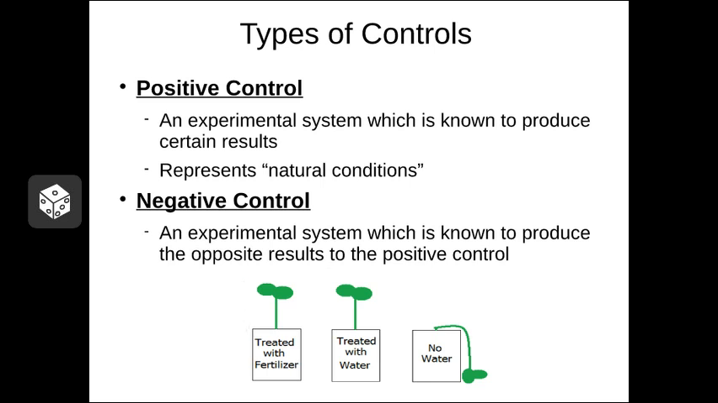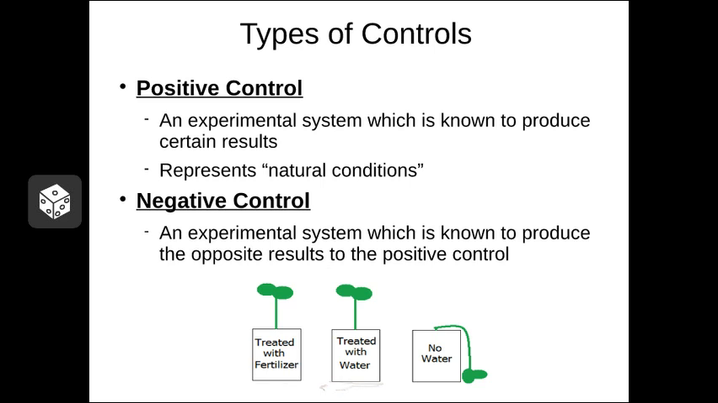So what you might do is include a control. So here's our experimental group, right here. Here's our control group. So here we have a plant that's the same type, maybe the same size, same health levels, and you are treating it with just water instead of water and fertilizer.